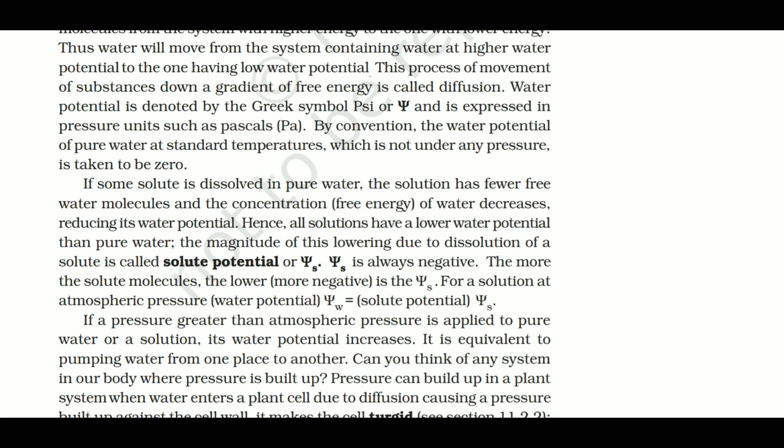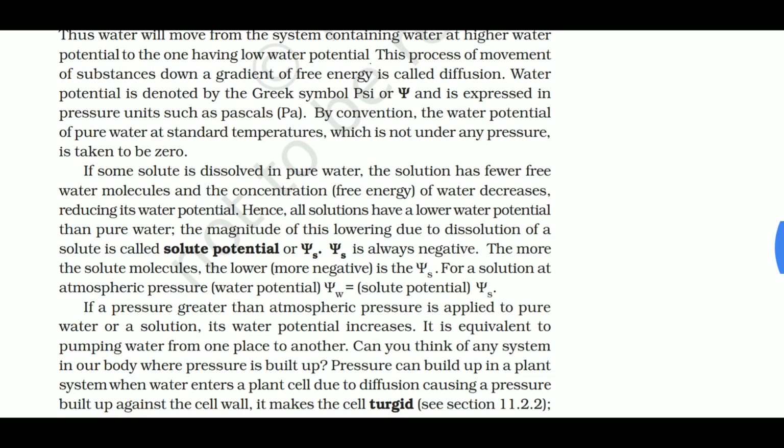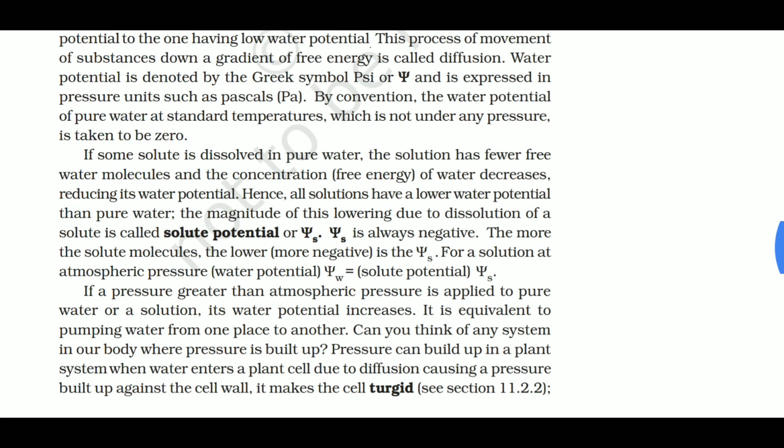So water moves toward the system having the lower water potential. This process of movement of substances down a gradient of free energy we call diffusion. Downhill transport, or diffusion, means movement from higher concentration towards lower concentration.